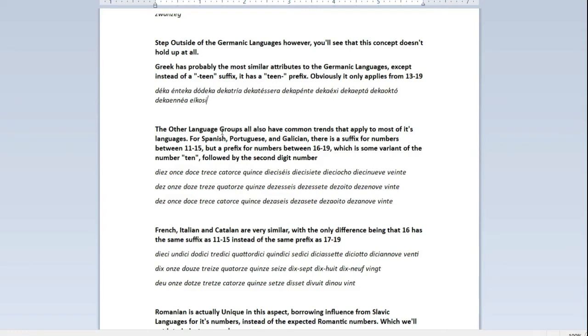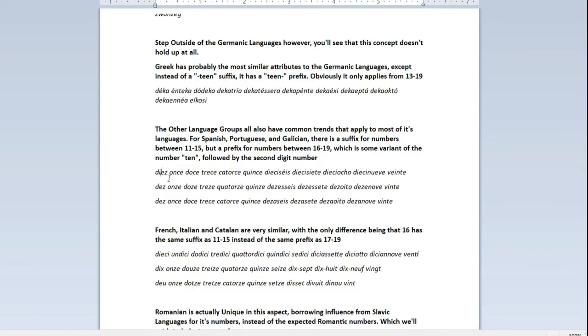other language groups. First off, we have the Romantic languages. For Spanish, Portuguese, and Galician, there is a suffix for numbers between 11 and 15, but a prefix for numbers between 16 and 19, which is usually some variant of the number 10, followed by the second digit number, which in one way you could kind of consider that as, you know how in English we have 11 and 12? Those are distinct numbers that don't have any 10 or teen prefix or suffix. You can kind of consider that to be an extent of that. Like, instead of it just being 11 and 12, it also goes to 13, 14, and 15. Although all of these just so happen to have the same suffix.